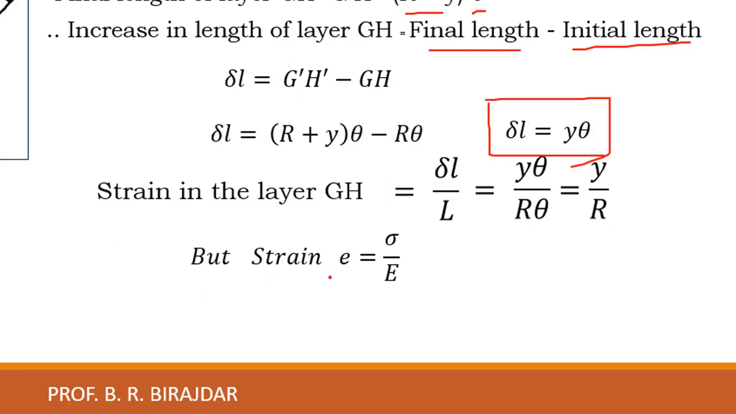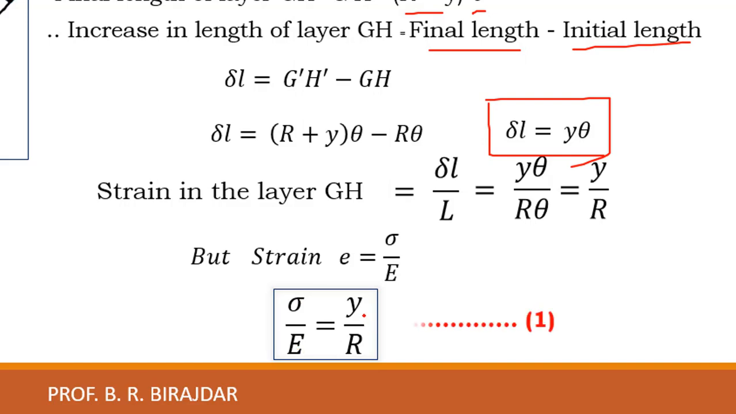But we know the equation from Hooke's law, that stress is directly proportional to the strain, and if you rearrange that, then the strain equals stress upon the Young's modulus. Now I will put this value, the strain e, so therefore we will get sigma upon E is equal to y upon R. This is equation number 1.